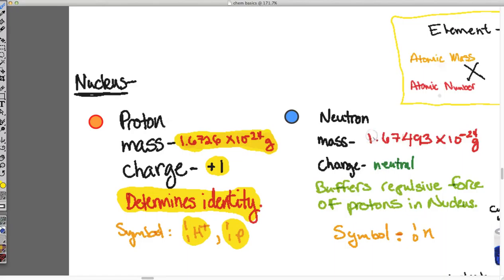The other thing we have is the neutron, and the neutron is kind of a buffer, if you will, for all those protons that are jam-packed in the nucleus. If you remember, like charges repel each other, so the neutrons wedge themselves in between the protons to buffer the repulsive force found in the nucleus. Here's the symbol, there's the mass.